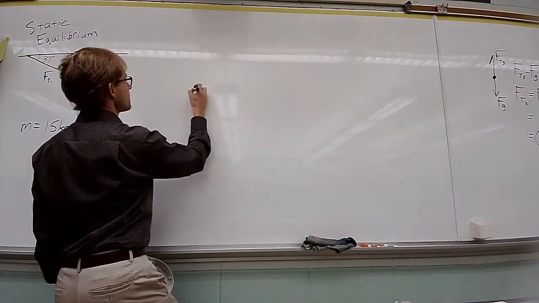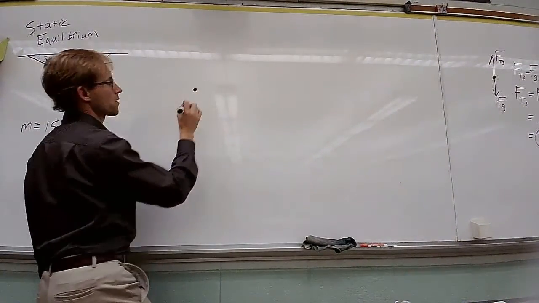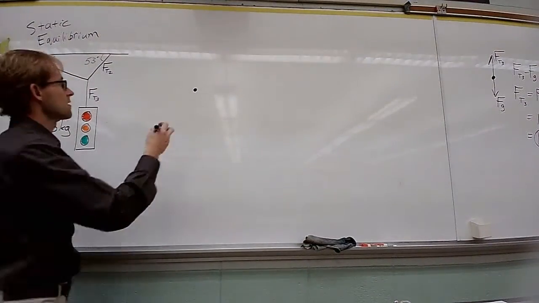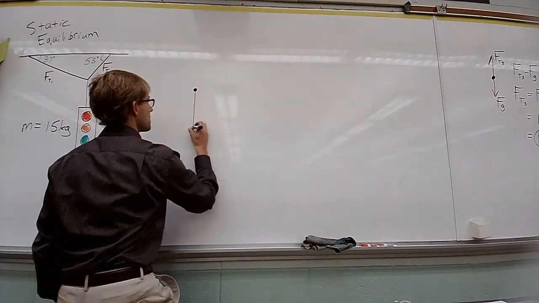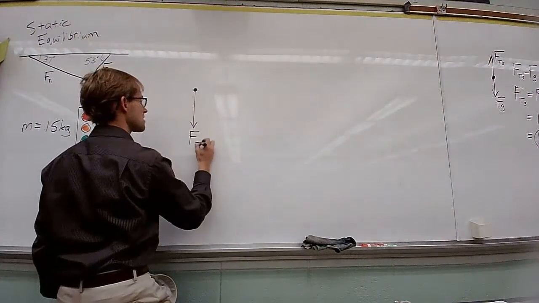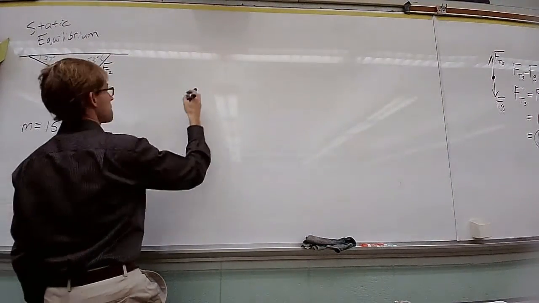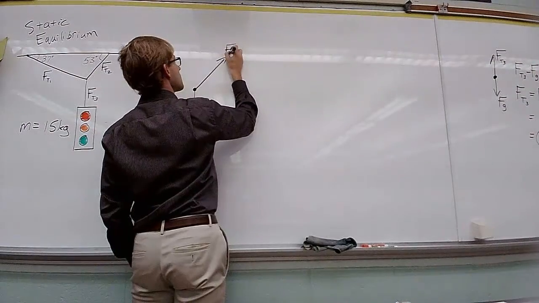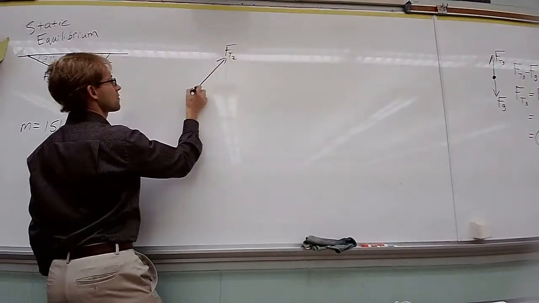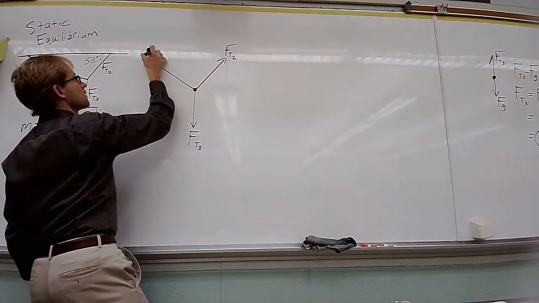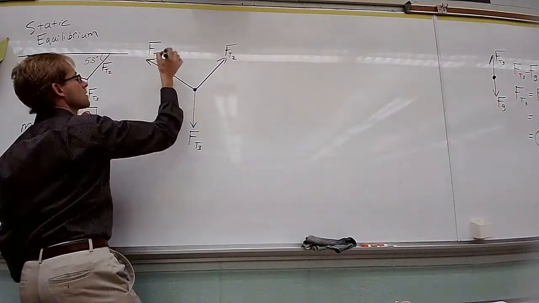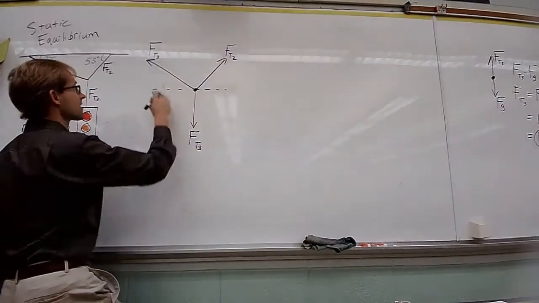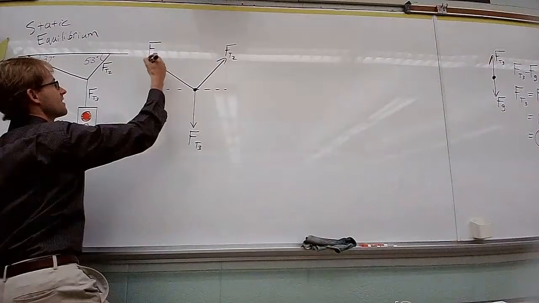So first thing you might want to do for a problem like this is redraw it, because this looks complicated. So I just draw it so we've got FT3 at the bottom. FT2 is going up like this. And FT1 is going over like that.